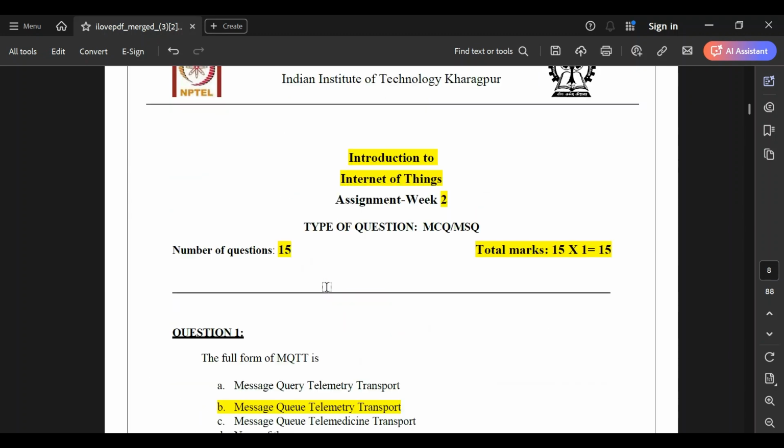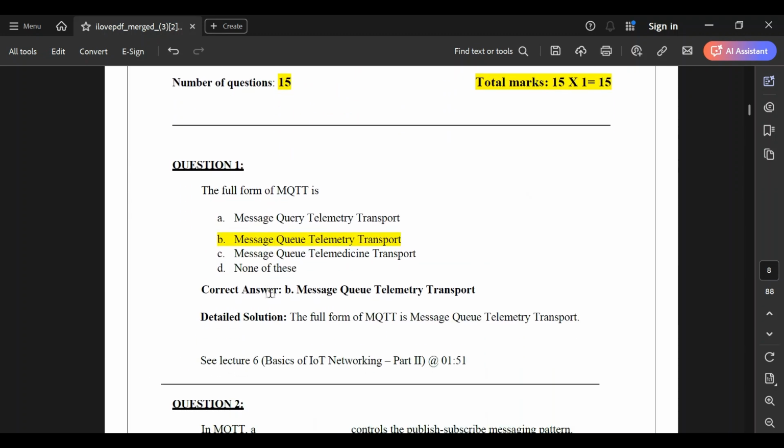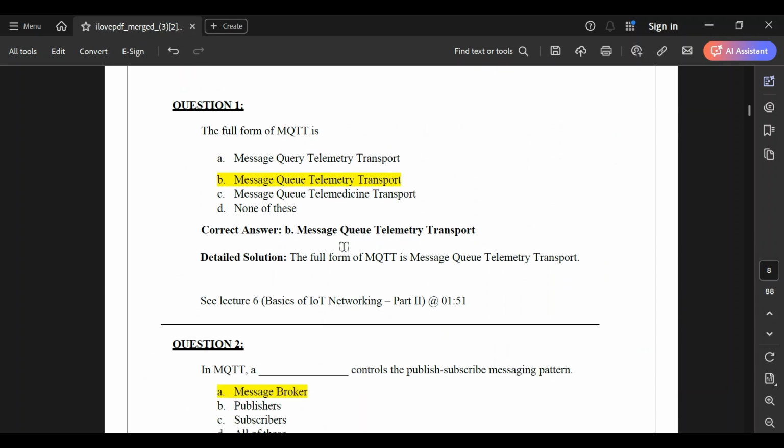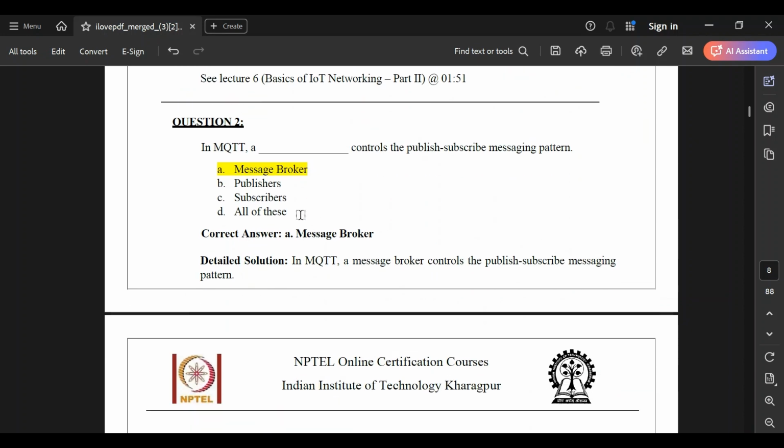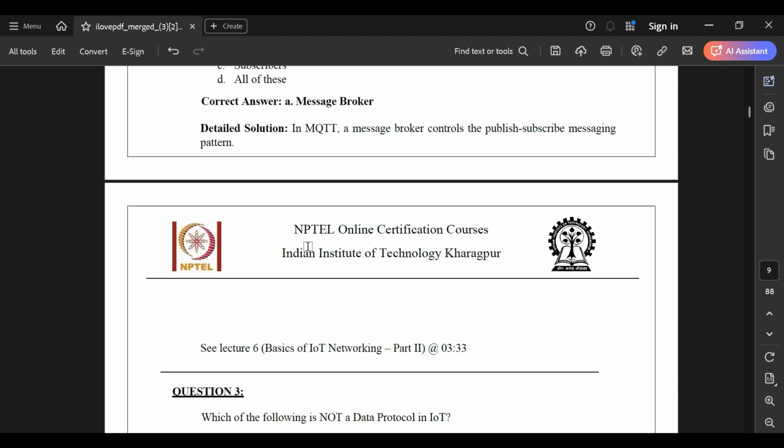Now going to the second assignment, we have what is the full form of MQTT? It is message queue telemetry transport. So this is the full form of MQTT. A message broker controls the publish subscribe messaging pattern. So this is the answer.